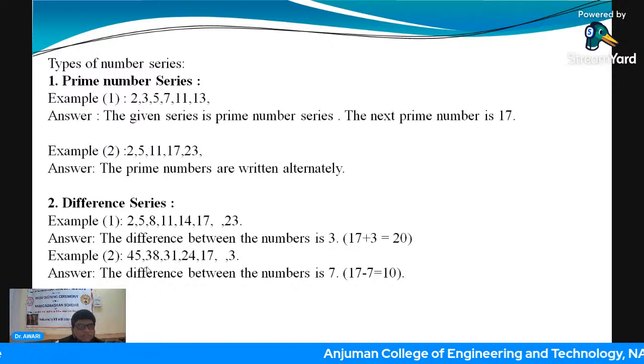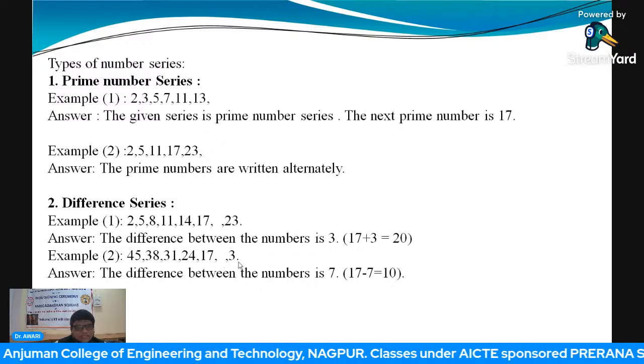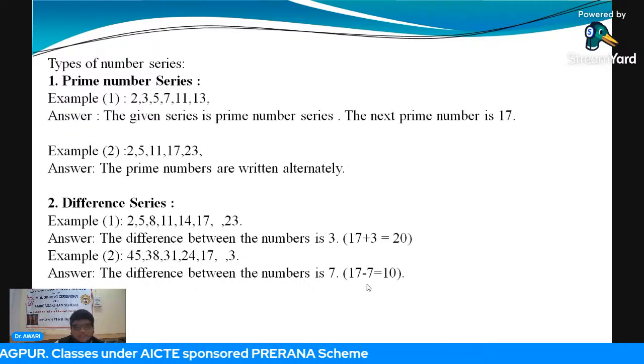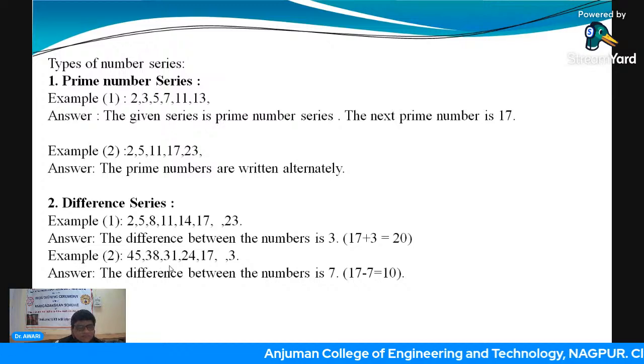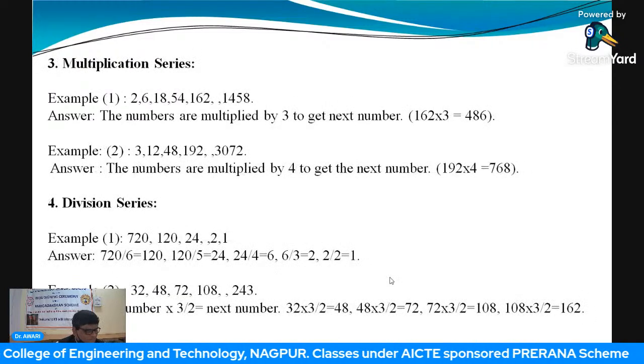Then the example 45, 38, 31, 24, 17 and a blank. The difference between the numbers is 7. Look at this: 45 minus 7 is 38, 38 minus 7 is 31, 31 minus 7 is 24, 24 minus 7 is 17, and 17 minus 7 is 10.